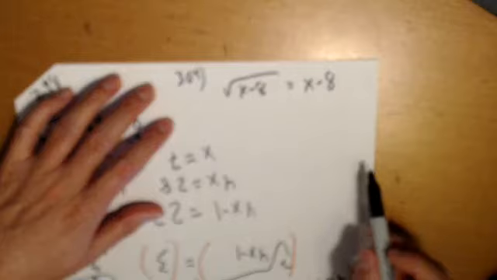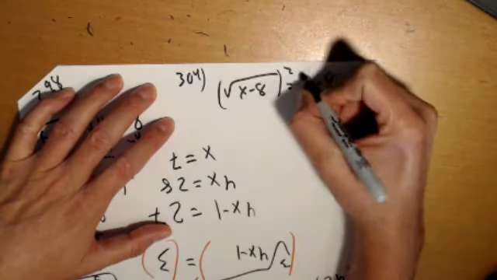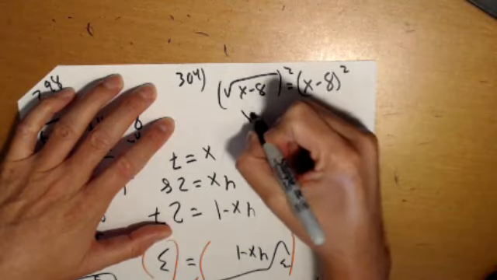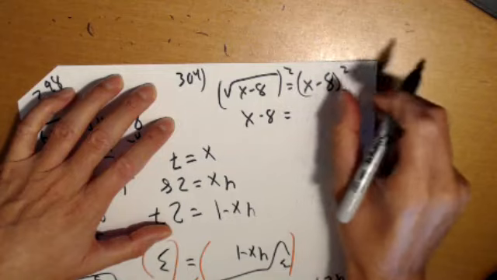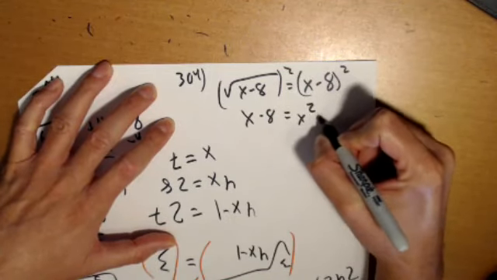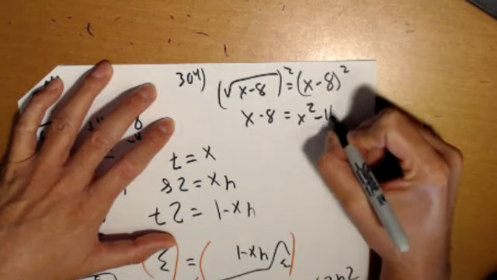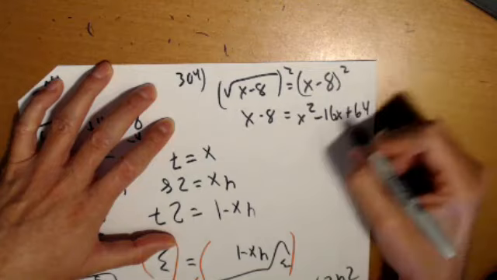Is the radical alone? Yes. Okay, well then let's square both sides. The left side is easy. And then the right side, write it as x minus 8 times x minus 8 and then do the FOIL. So you get x squared minus 8x minus 8x, so minus 16x plus 64. I just FOILed it off to the side.